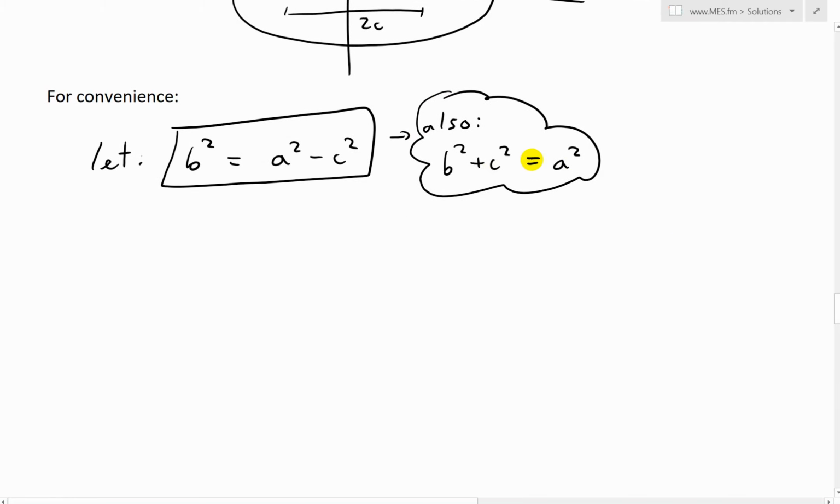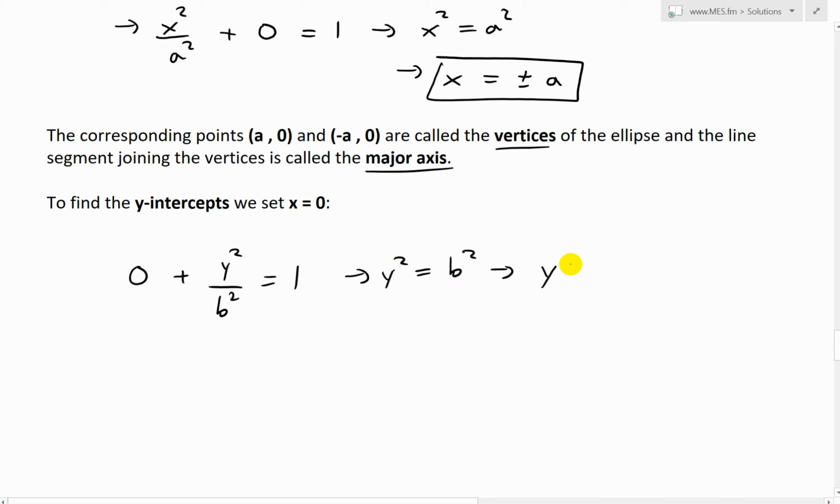So when we do that, this part goes to 0, 0 plus y squared over b squared equals 1. Rearrange this, we get y squared equals b squared. In other words, square both sides: y equals plus or minus b, like that.